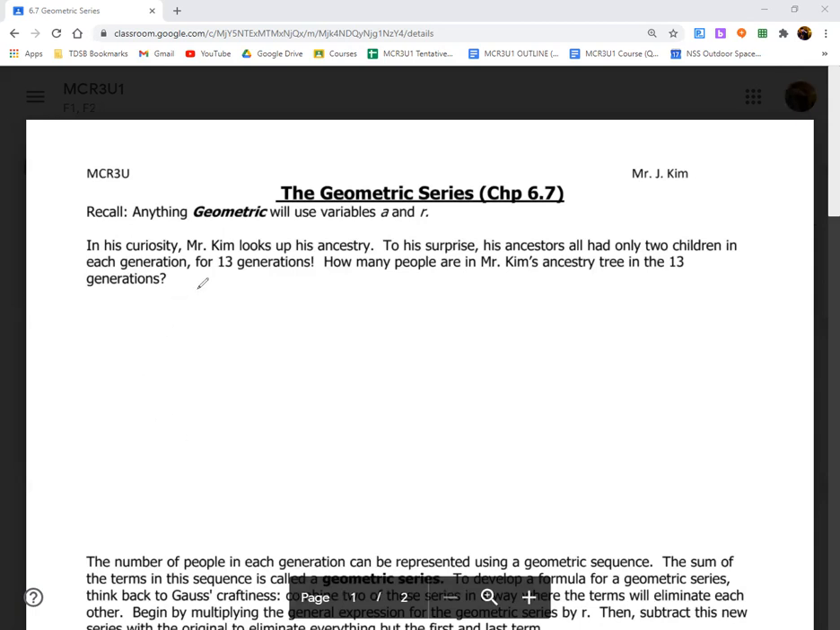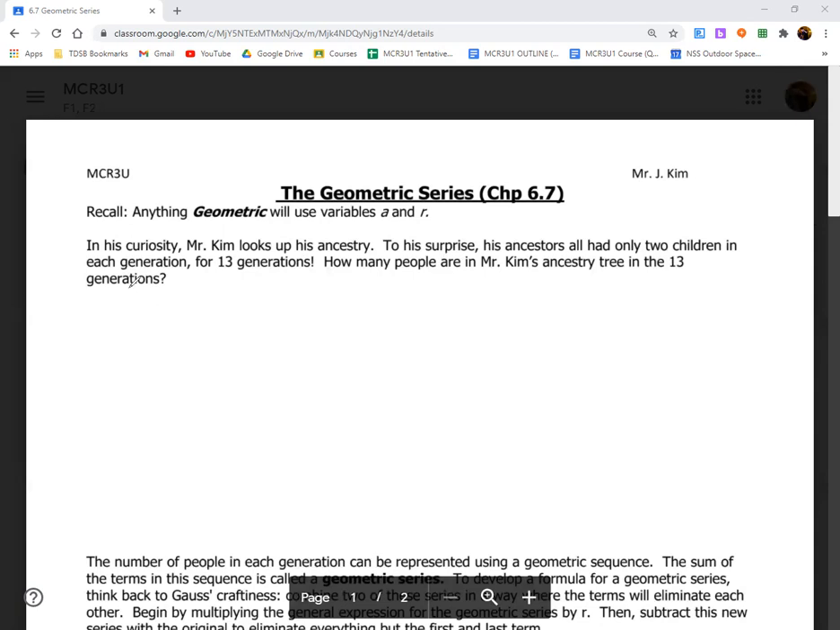In his curiosity, Mr. Kim is looking up his ancestry, and to his surprise, his ancestors all had only 2 children in each generation, which is a lie, for 13 generations. How many people are in Mr. Kim's ancestry tree in 13 generations?